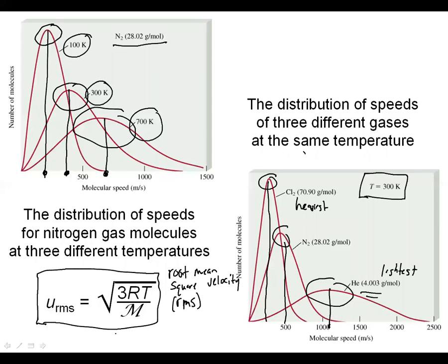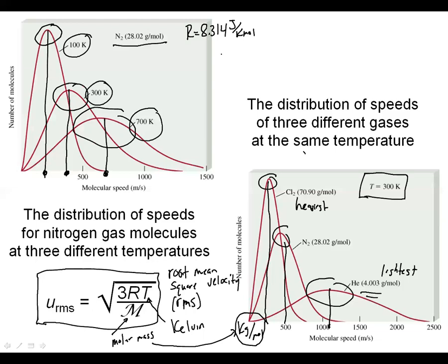Our RMS, root mean square velocity, is equal to the square root of 3 times R, which is the gas constant, times the temperature in Kelvin, divided by the molar mass. Now, when we use this formula, we actually are going to use the units of kilograms per mole, not grams per mole. And the reason for that is R in this case is 8.314 joules per Kelvin per mole.